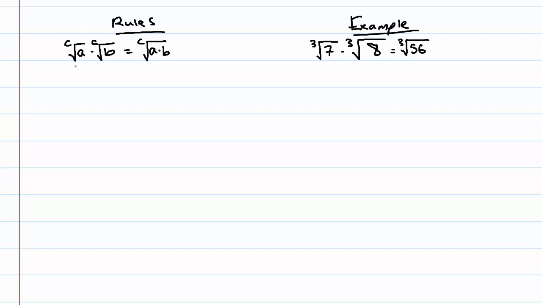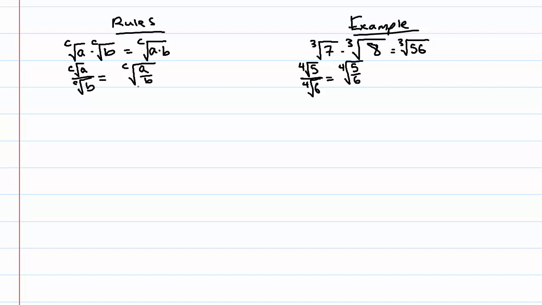Our next is the quotient rule. If we have the cth root of A divided by the cth root of B, we can combine these to get the cth root of A over B. As an example, if we have the 4th root of 5 over the 4th root of 6, we'll get the 4th root of 5/6. Now with the product and the quotient rules, a way to remember this is the root, or the cth root, kind of engulfs the terms and brings both of them inside.